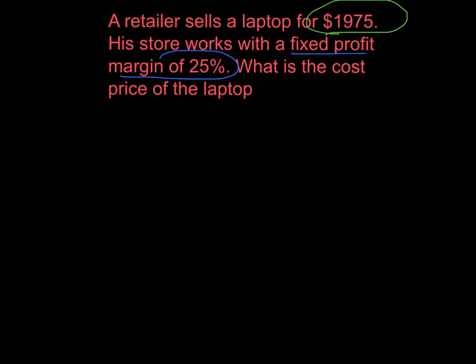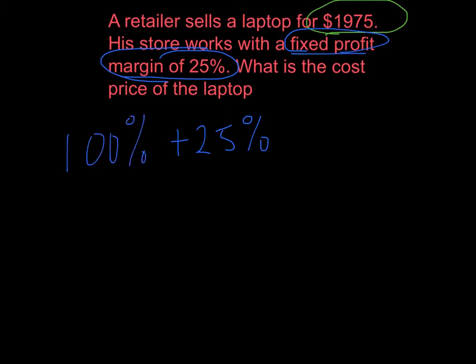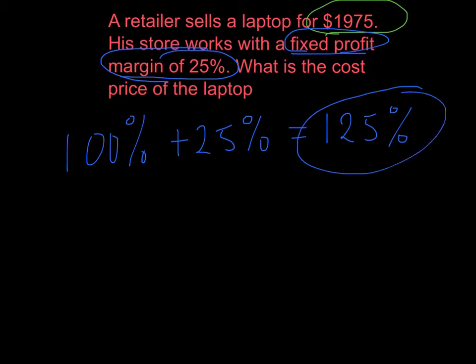Okay, let's first think about the profit margin in this case. That's the first important bit of information. So he's selling for a fixed profit margin of 25%. We know the original cost price of the item is 100% of the item, working previously. So therefore, the cost price of the item must have been multiplied by 125% or 1.25.